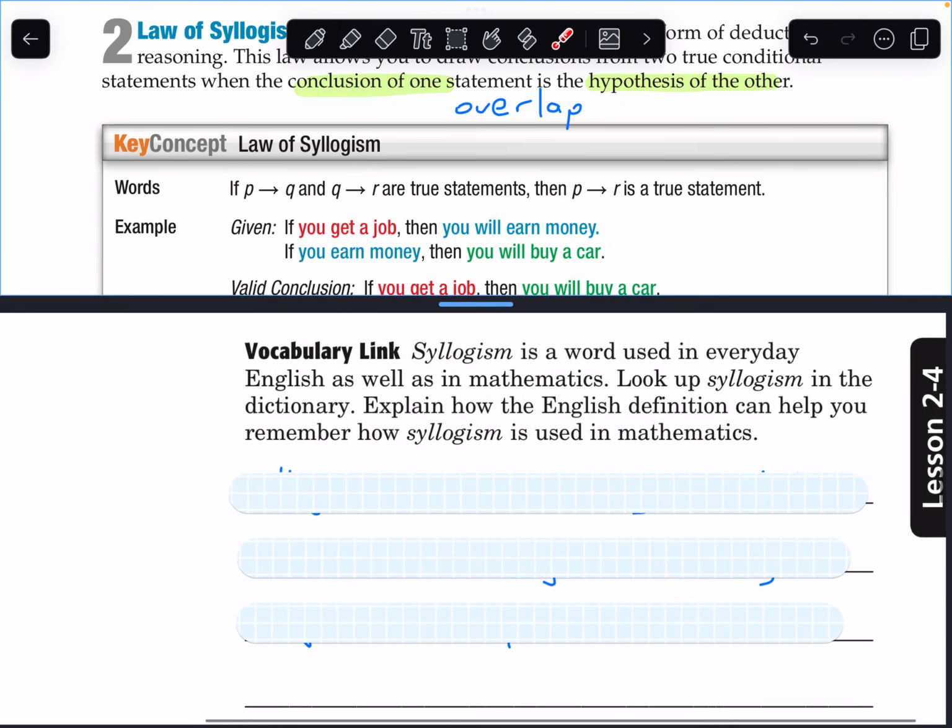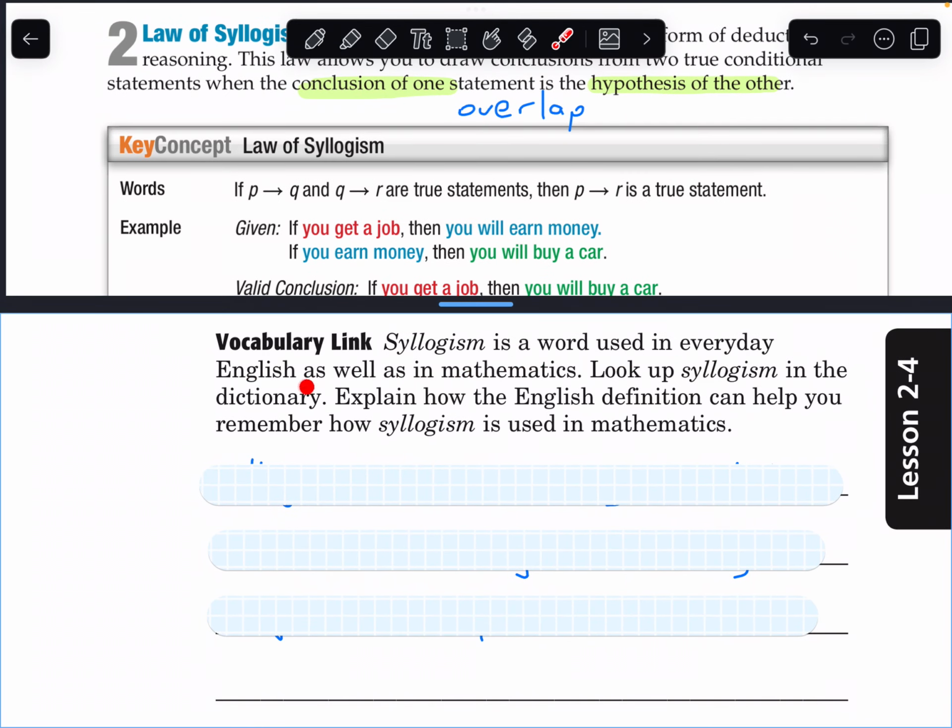Syllogism is a word used in everyday English as well as in mathematics. Everyday is a bit of a stretch there. Look up syllogism in the dictionary. Explain how the English definition can help you remember how syllogism is used in mathematics. This one was a bit tough because honestly, the English definition is highly mathematical. It is all about logic.